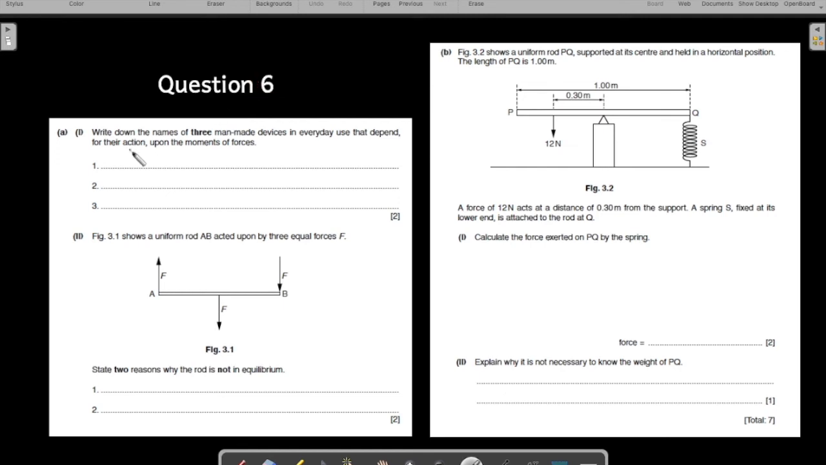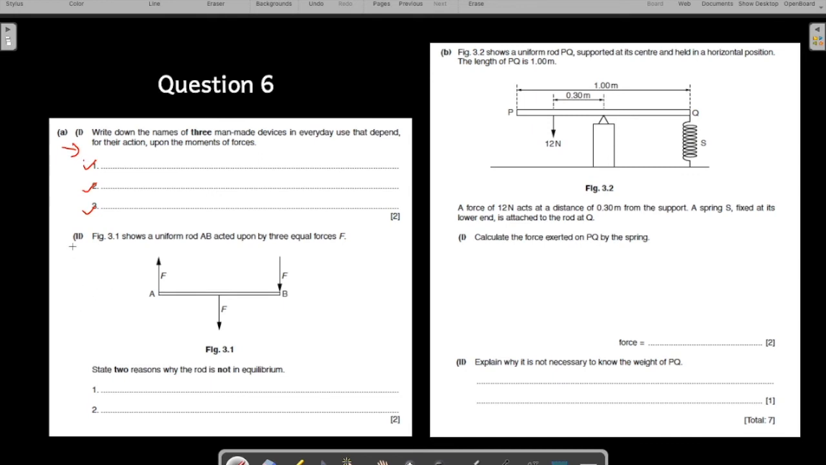That's question number 6. Write down the names of 3 man-made devices in everyday use that depend on their action upon the moment of the forces. Now this is a question you should be able to answer. There are so many examples that you can give here. The doors, the windows, the panels of the doors, they work on the principle of moments. A spanner, the turning effect of the spanner, the opening and closing of the cap, a wheelbarrow, right? They all work on the principle of moments. So you can write your answers here. This is an easy question.